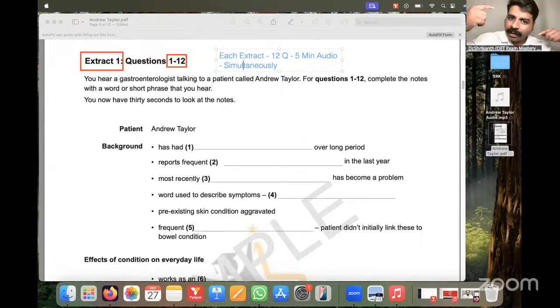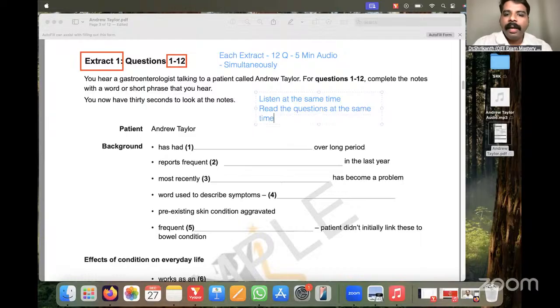Simultaneously, you have to listen to the audio. So what are the things you have to do? You have to listen, you have to read the questions, and you also have to answer the questions, all at the same time. As you can see, you are doing all these things simultaneously for all 24 questions.